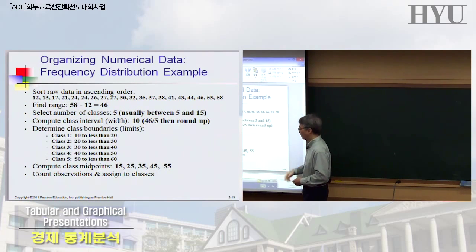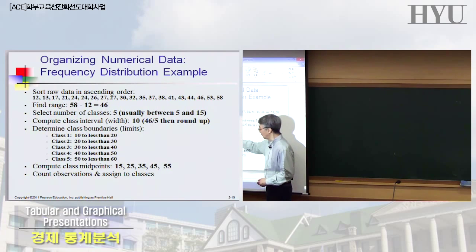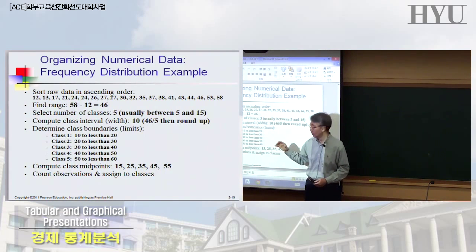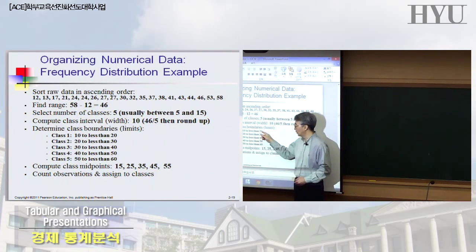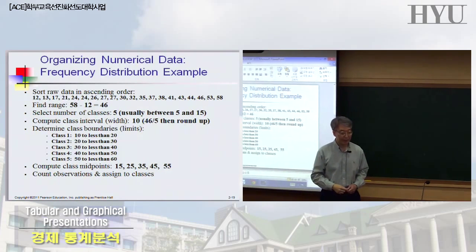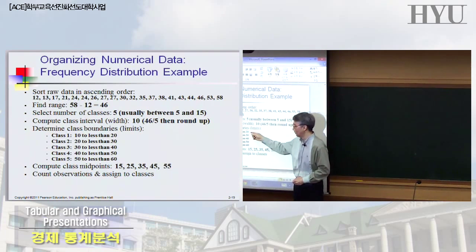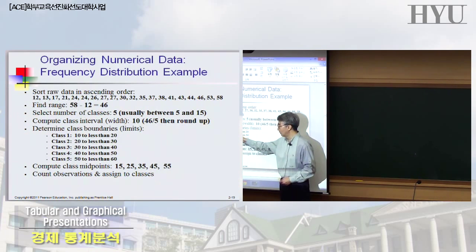Okay? So if you set it up this way, from 10 to less than 20, because the classes should not overlap, right? So if there is any number like 19.999, that will belong to the first class. And the second class starts from 20 to less than 30, and so on.